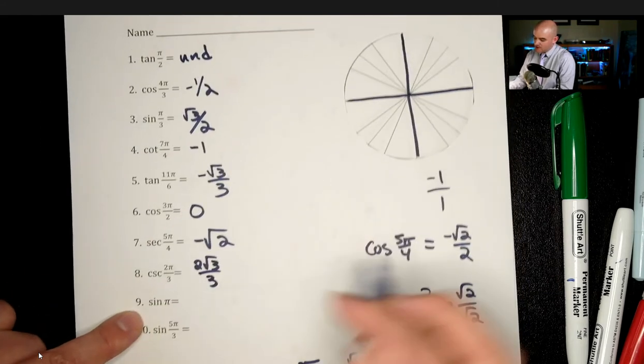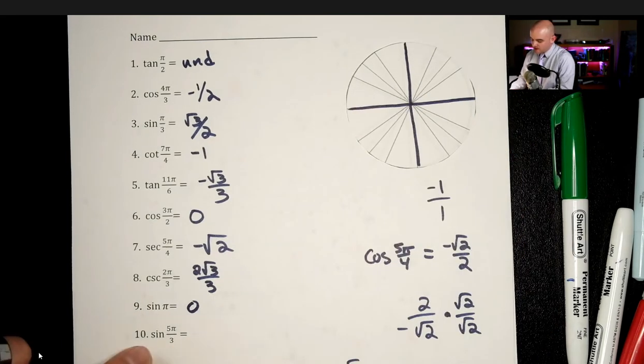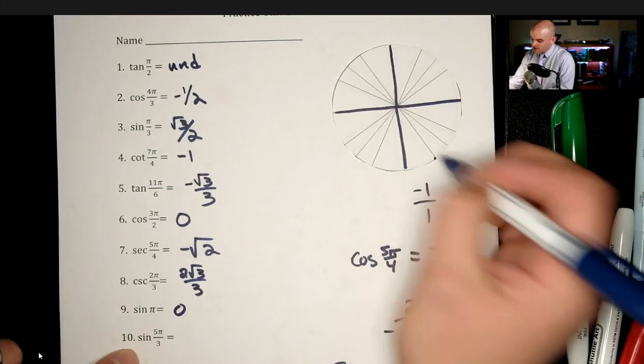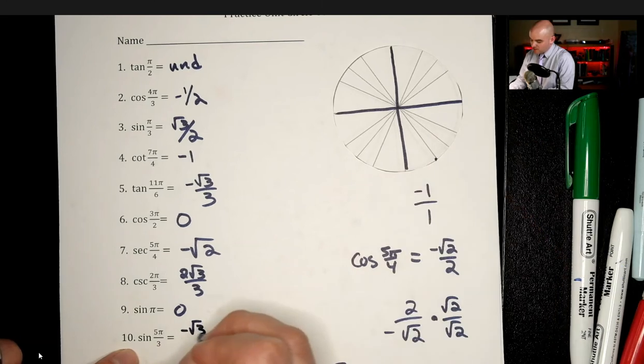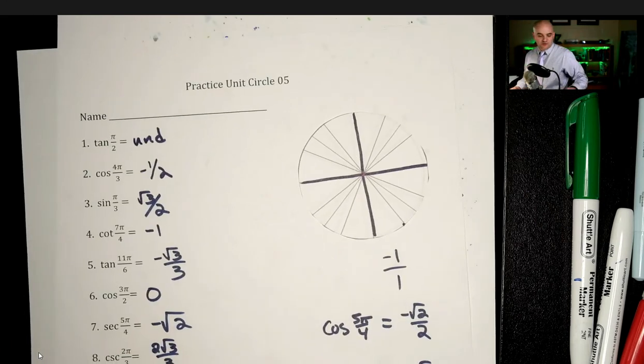The sine of pi is right here. The y value there is 0. The sine of 5 pi over 3. So 5 pi over 3 is right here. And the sine value is going to be the y value, which is -√3 over 2. Okay? That takes us through the first 5.